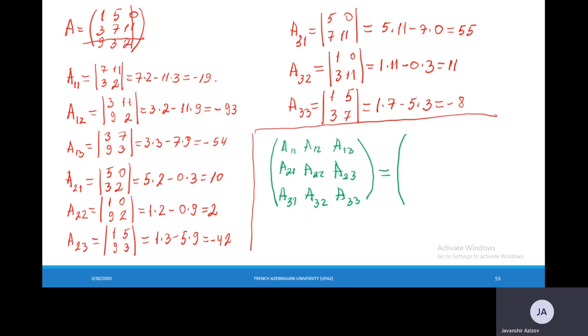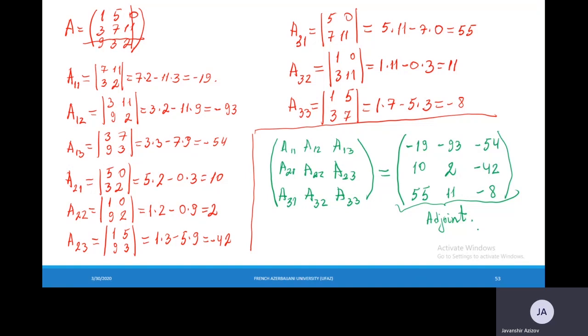As you see, A11 is minus 19, A12 is minus 93, A13 is minus 54, A21 is 10, A22 is 2, A23 is minus 42, A31 is 55, A32 is 11, and A33 will be minus 8. This matrix is called the adjoint of A. We can generalize this statement in the next definition.